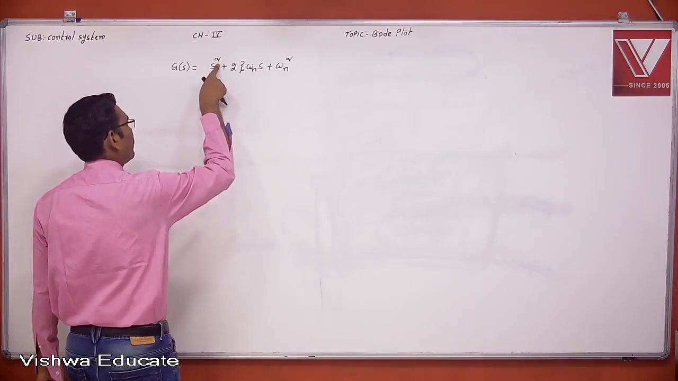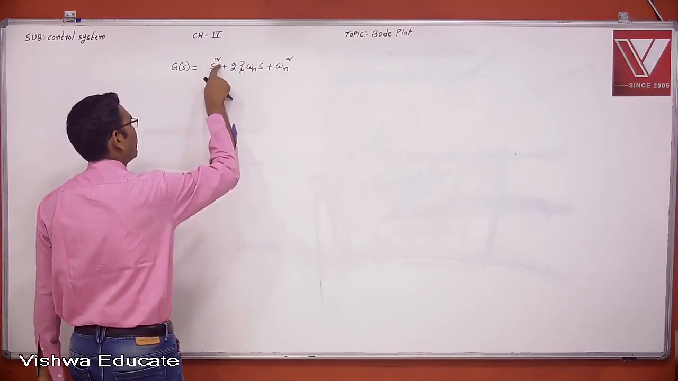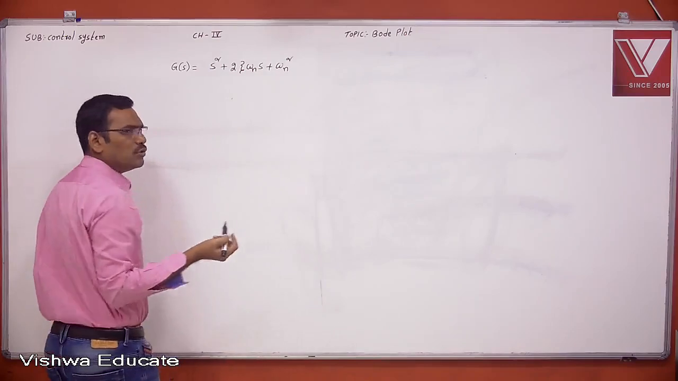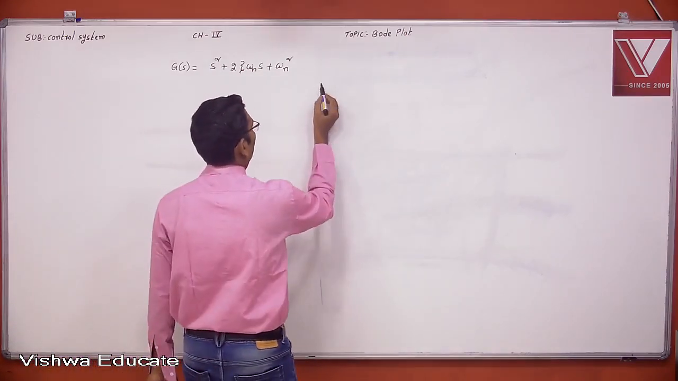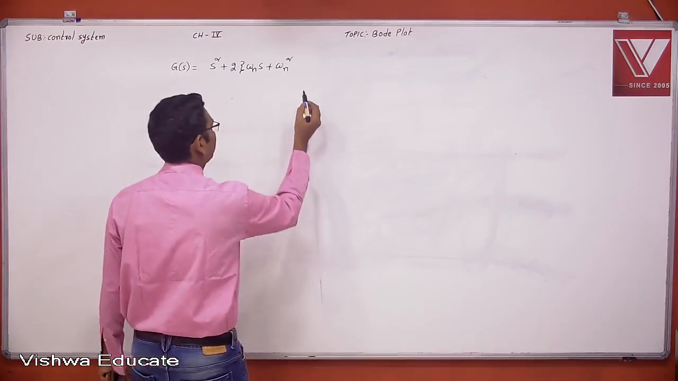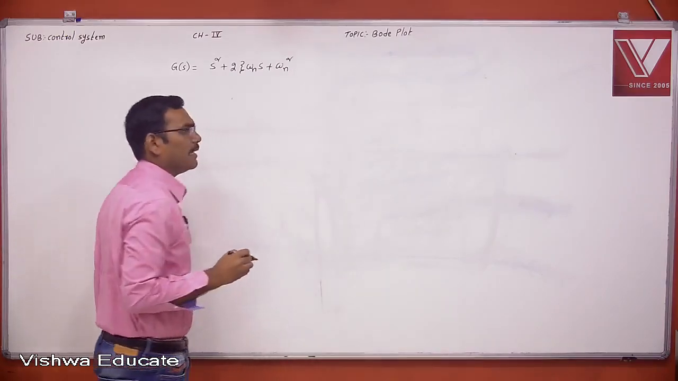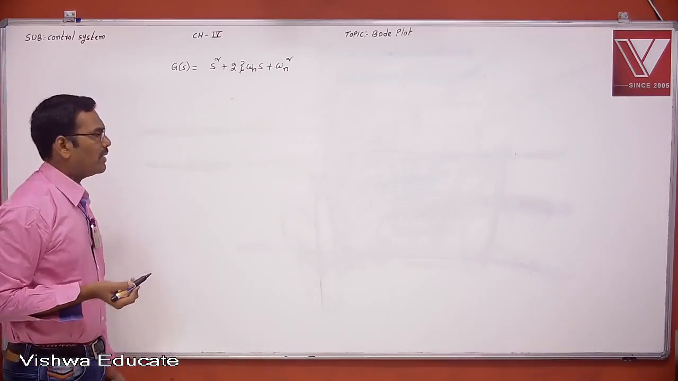Now, the power is 2. Therefore the polynomial power is 2, therefore there are 2 roots, therefore 2 zeros. Is it right or not? If there are 2 zeros, then what is the slope? The slope is 40 dB per decade and the phase is plus 180 degrees.